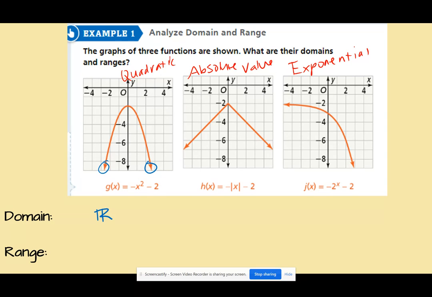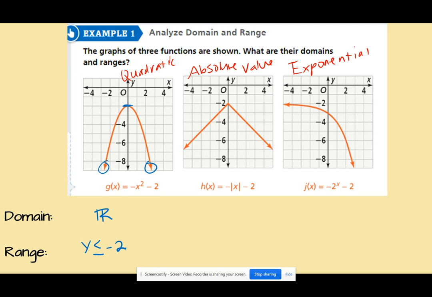Now range is a little different. Range is how far up and how far down our graph goes. We already know our graph is going to go down forever, so it's going to keep on going down towards negative infinity. But it will not go up forever. Our graph is never going to go above the point that's right here at the top. So what y value is that? That is negative 2. So all of our y values have to be less than or equal to negative 2.